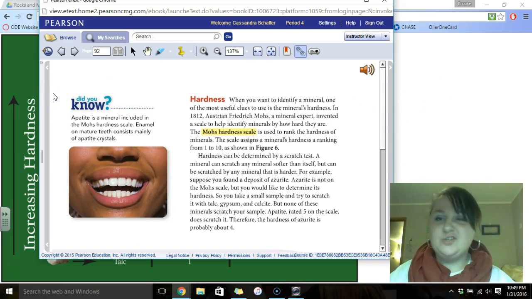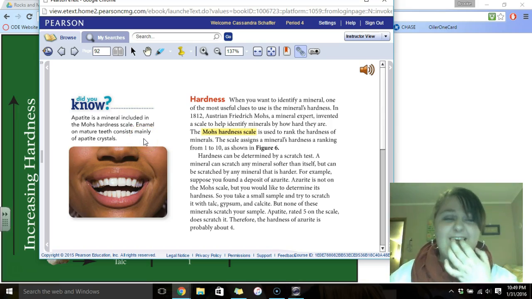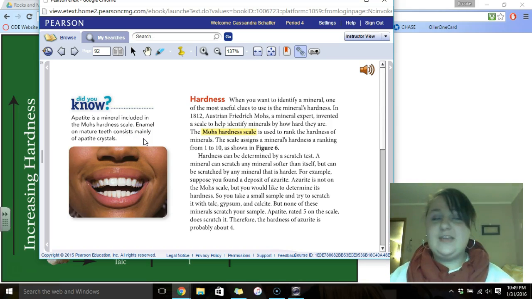Something I think that's kind of interesting that I'll add here is, did you know apatite is a mineral included on the Mohs hardness scale? Enamel on mature teeth consists mainly of apatite crystals. So the enamel that's on your teeth, the stuff that protects your teeth and keeps them from chipping and getting bacteria in it, is made up of a mineral on the Mohs hardness scale. Your teeth have minerals in them. That's something cool to see.